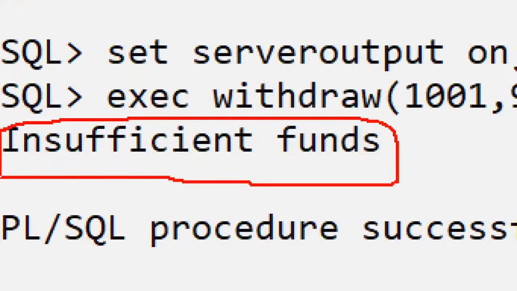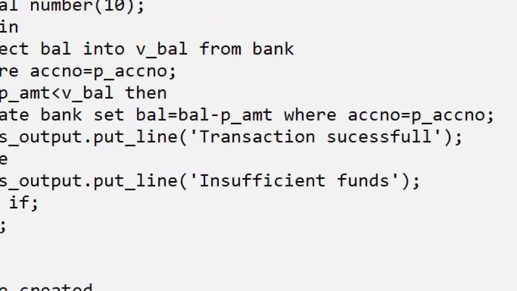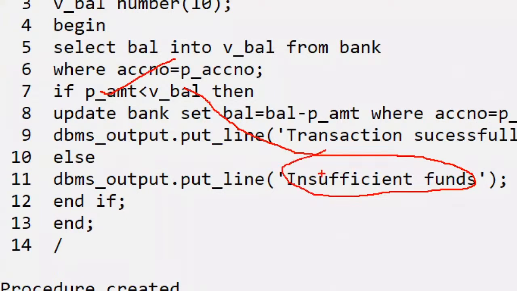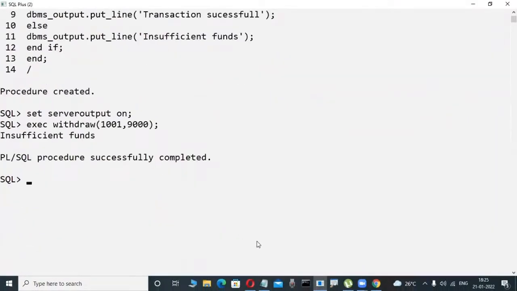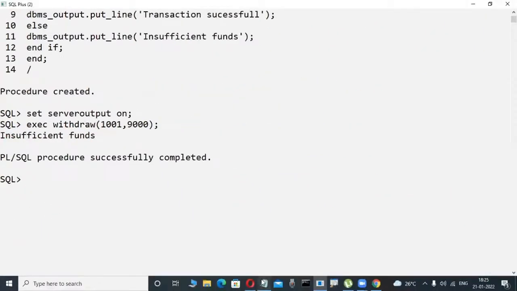How is it possible? This coding is executed. Whatever I'm writing is executed. Your amount is more than the available balance. That's why insufficient funds only. It will display the message or not. Yes. Now, suppose, for example, observe logically. Insufficient funds is a message. It will be displayed or not. Yes. Now check it out.